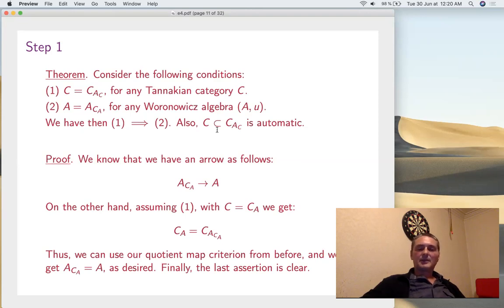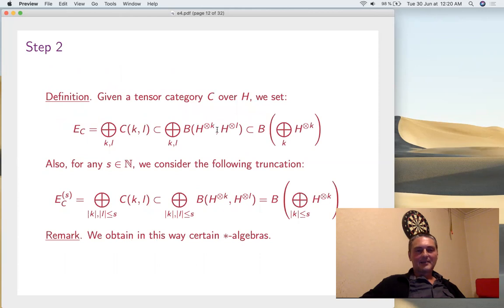Now, in order to do this, the idea will be first, well, it depends on C, the category. It's a bit annoying because if we want to do algebra, we need algebras, right? Here we have a category. So let's make an algebra out of this category. And here we go. We just take the sum of these spaces which are operators, it's Tannakian, and which belong to this big sum. So this will give us a star algebra.